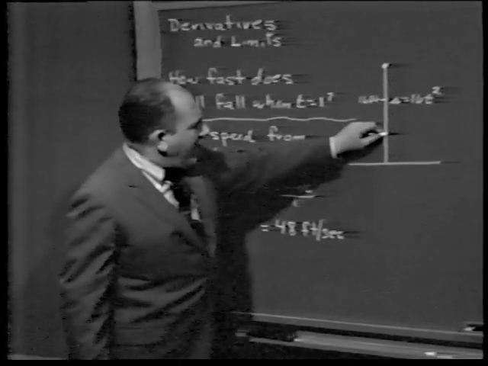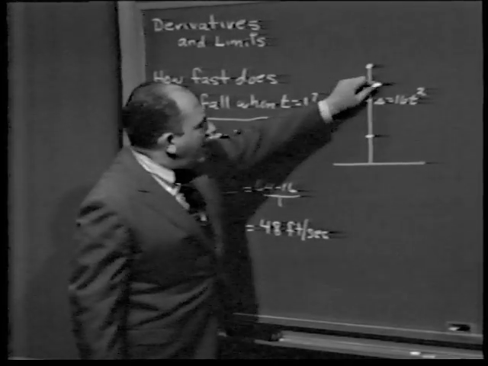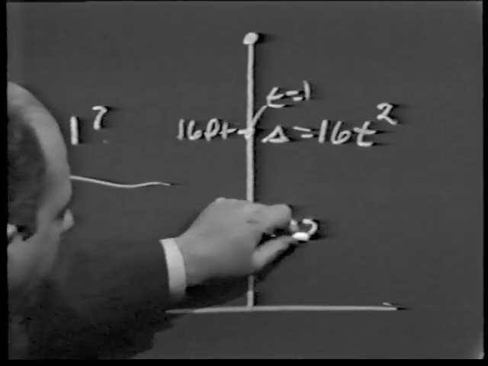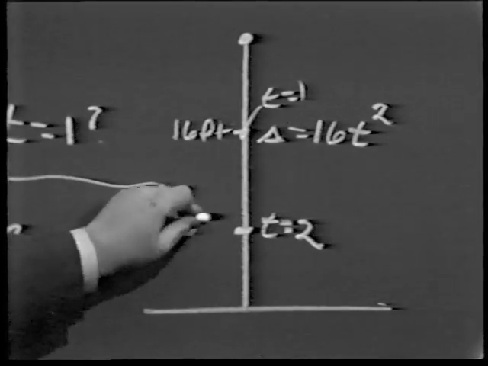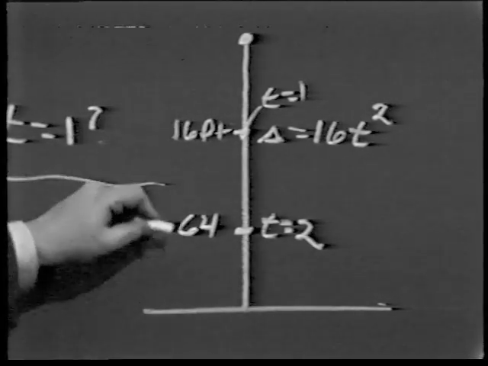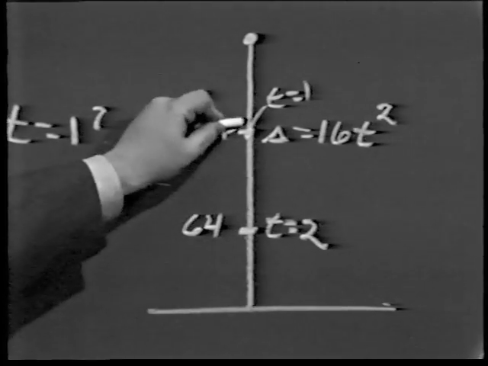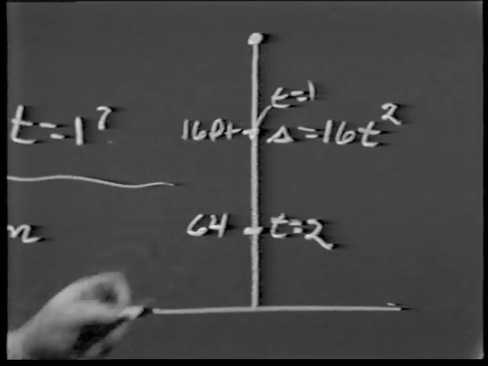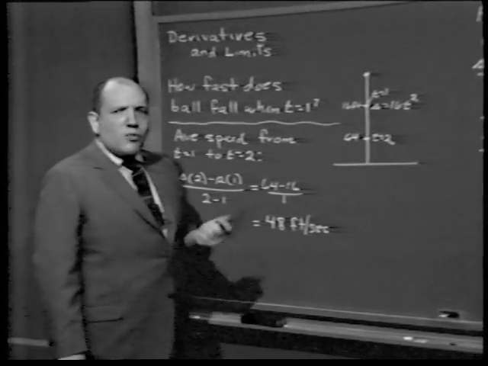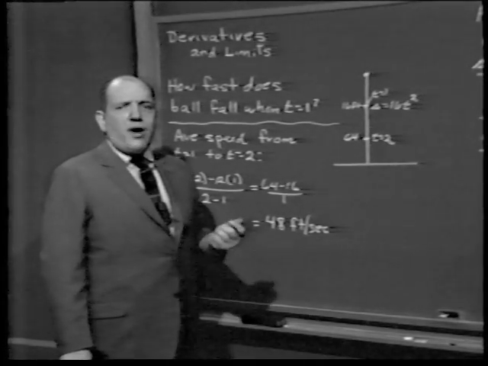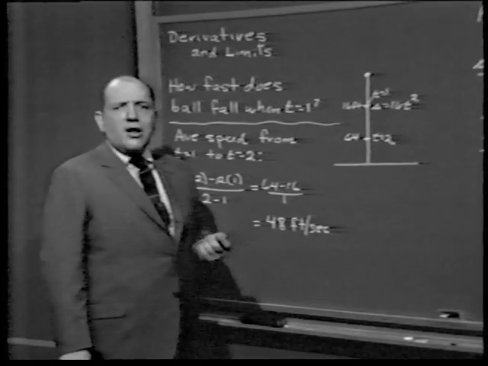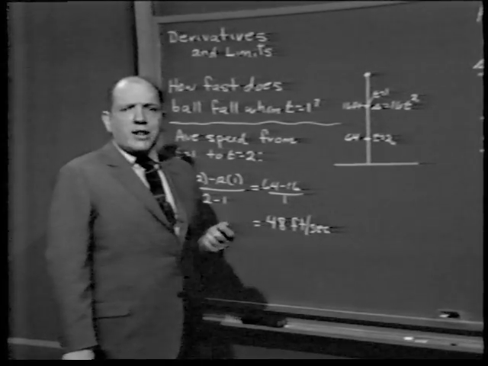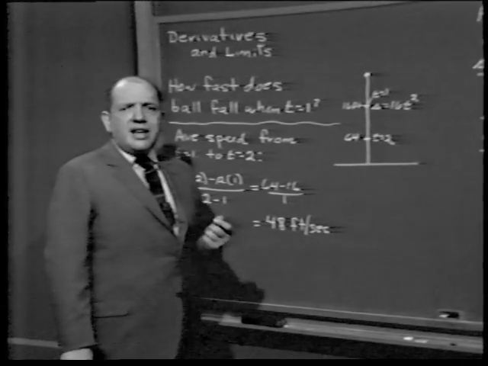Again, in terms of our diagram, you see at t equals 1, the object is over here. At t equals 2, the object is over here. It's fallen 64 feet. And so we compute the average speed by taking the total distance and dividing by the time that it took. Now, again, what we have done is found the right answer, but to the wrong question. The question was not what was the average rate of speed from t equals 1 to t equals 2. It was what is the speed at the instant t equals 1.